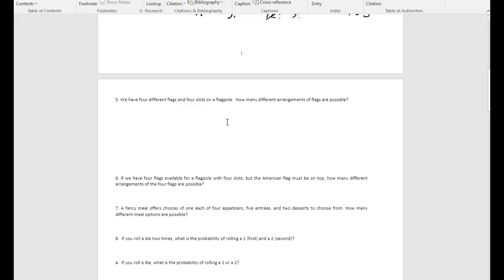We have 4 different flags and 4 slots on a flagpole. How many different arrangements of flags are possible? Well, this is clearly going to be multi-step because we have 4, and it literally uses the word slot, right? We have 4 different slots. So the slots would be N1, N2, N3, and N4. If we have 4 different flags for slot 1, we would have 4 options. For slot 2, given that we've chosen one, we have 3 options, 2 options, 1 option. Multiply those together and we get 24 options. There are 24 combinations.